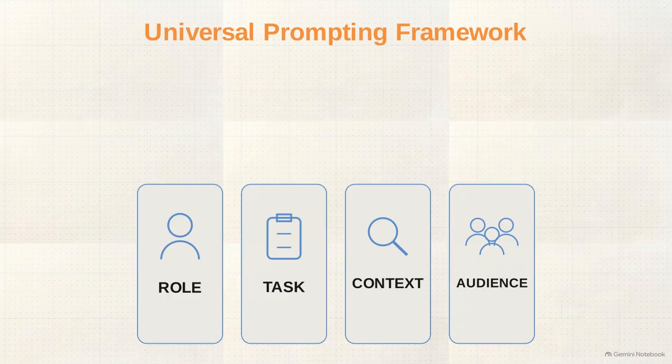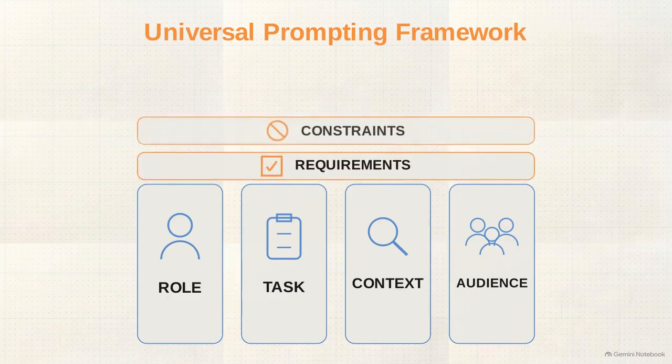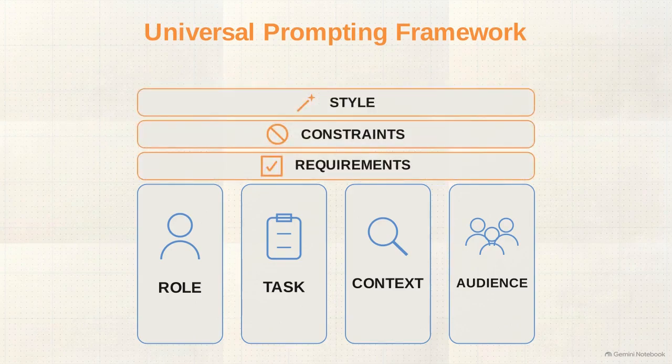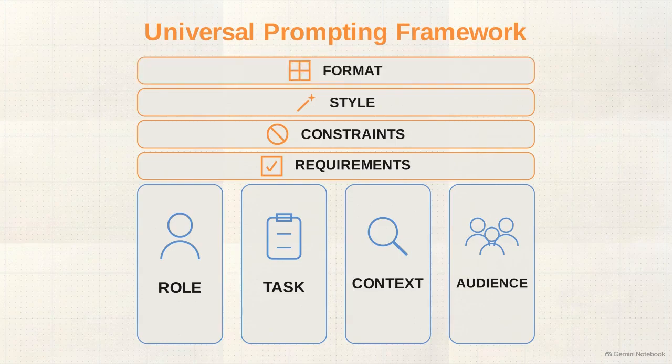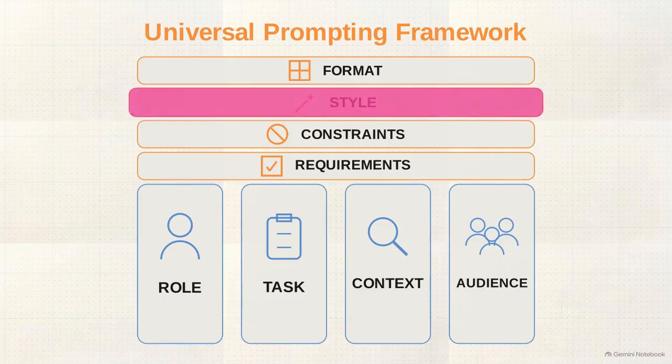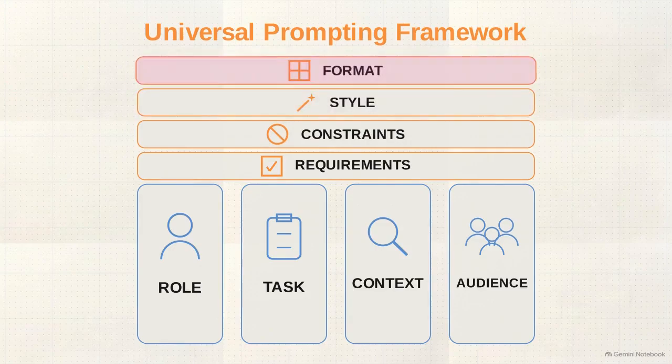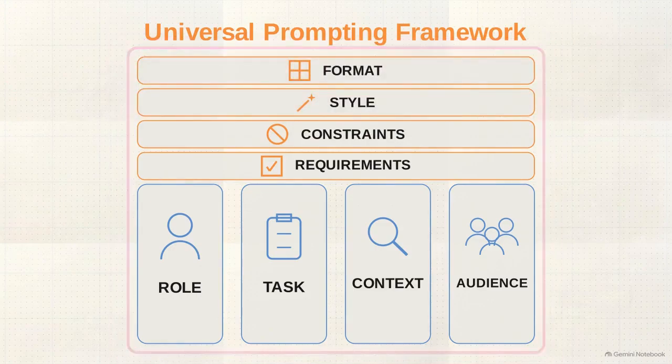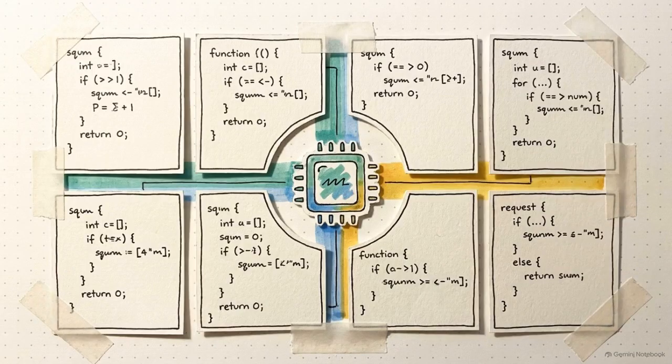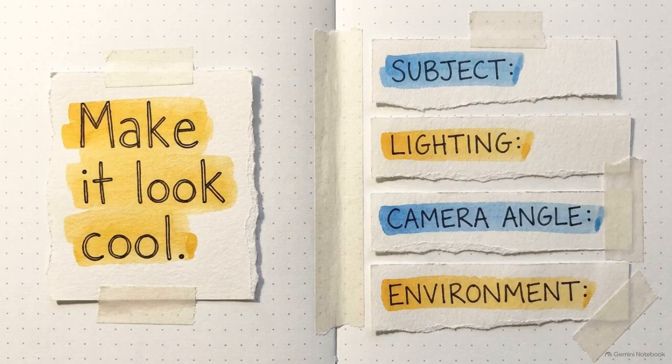Watch how these next 4 blocks lock into place to complete the vault: requirements, constraints, style, and format. Now you've established what must be included, what to avoid, how the result should feel, and the exact layout of the final answer. This 8-part architecture acts as your universal translator. It takes vague human intentions and converts them into precise directives the machine can actually execute.